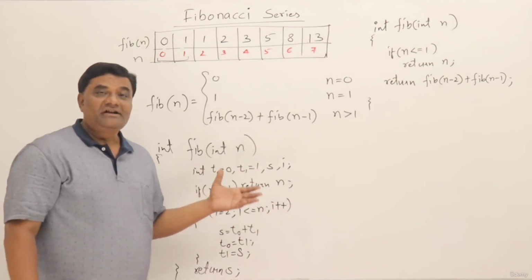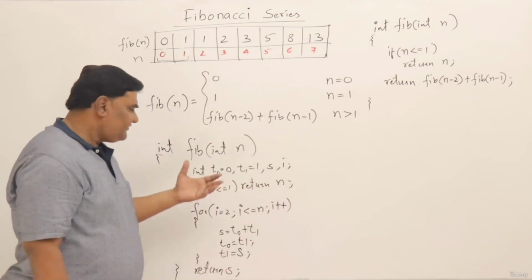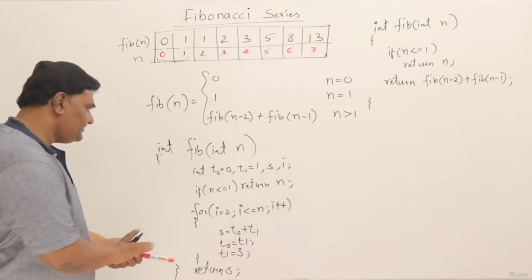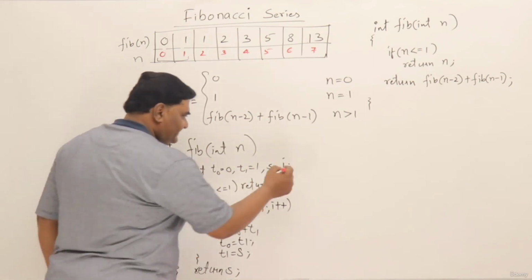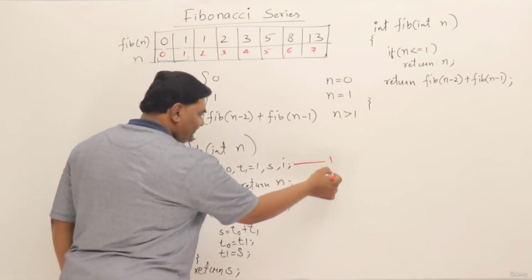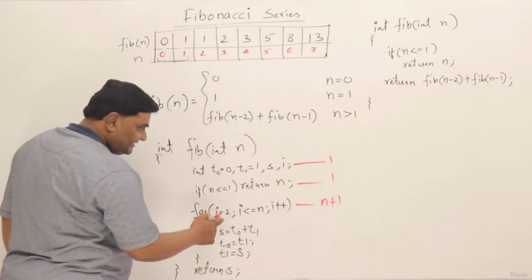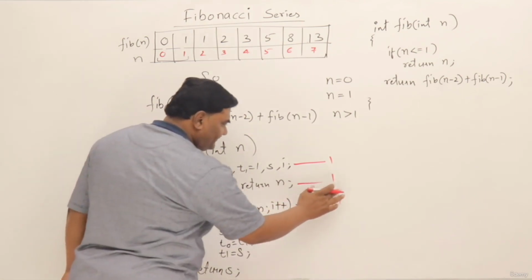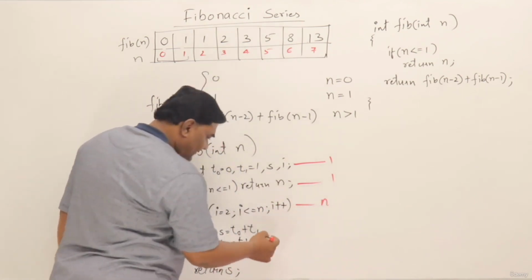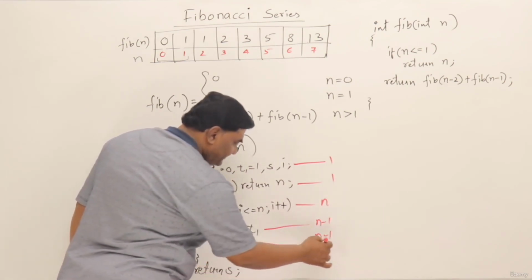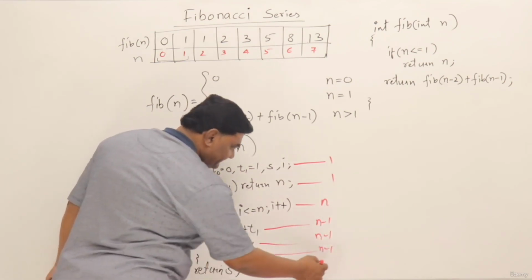So this is an iterative version. What is the time taken by this procedure? This statement will execute one time, and this one time. This loop is written as 1 plus n plus 1, but starting from 2 onwards, so let us say it is only n, and the things inside will be for n minus 1 times, and this is 1.